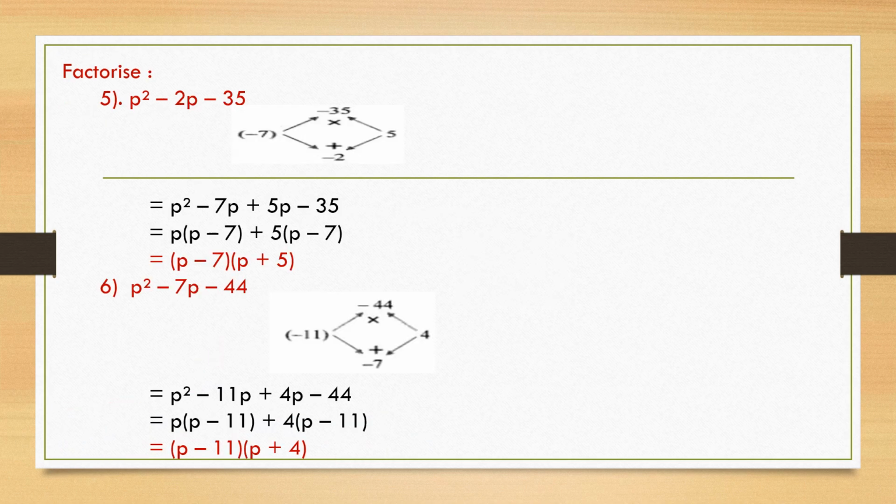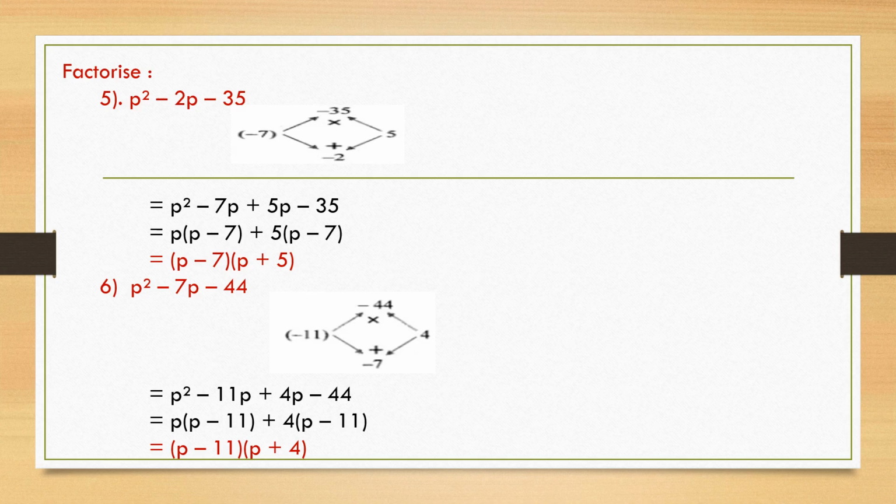Fifth sum. The fifth sum is p square minus 2p minus 35. Only one thing to note is we just have a different variable here, and the variable is p. So in different sums we can have different variables. Let us start with this sum.